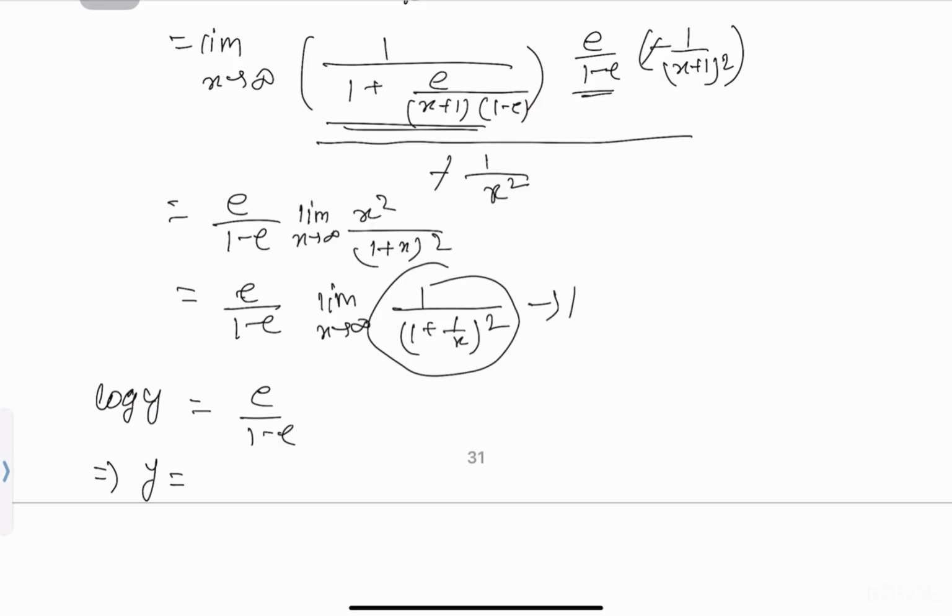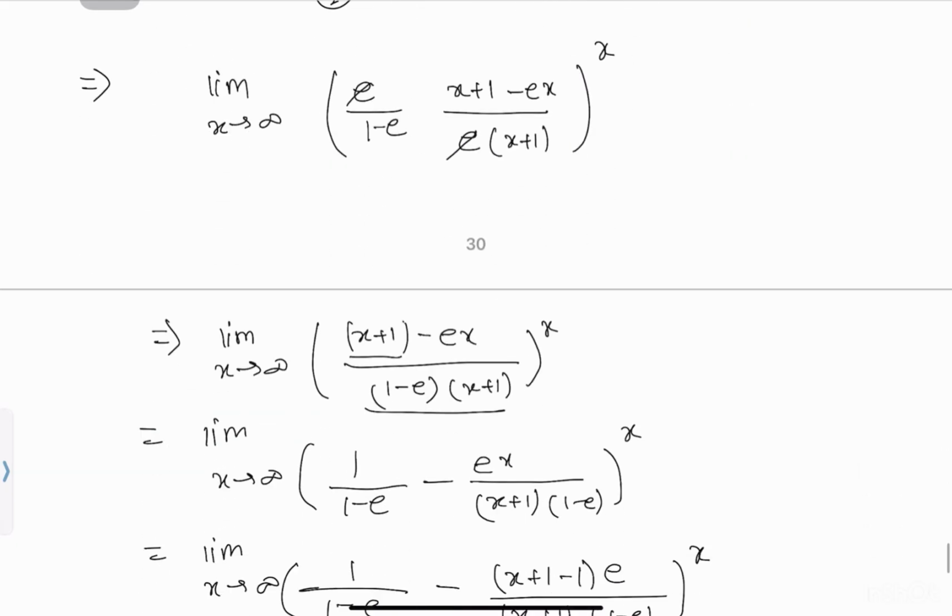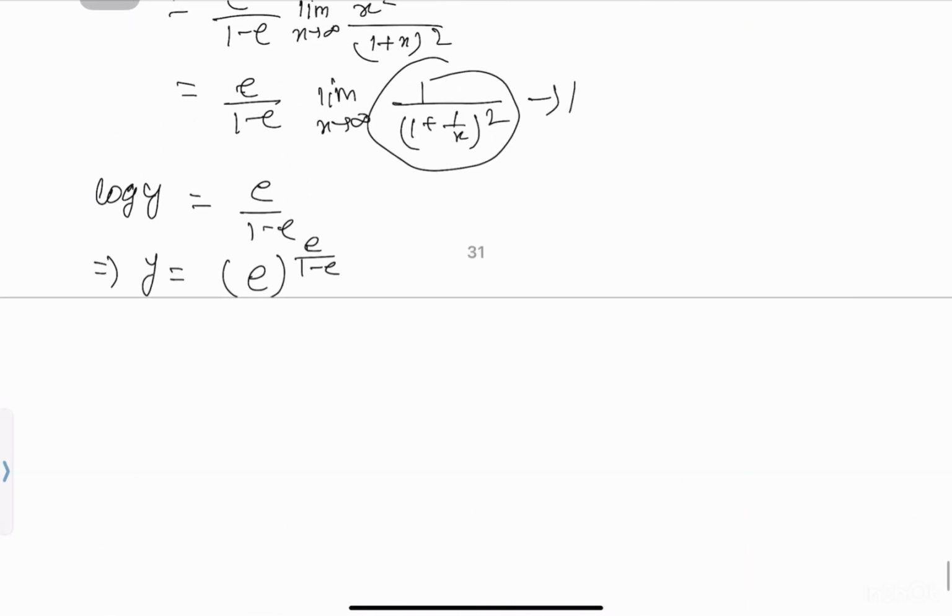So y equal to e to the power of e by 1 minus e. This is our actual required limit. So I have to find the value of log of alpha by 1 plus log alpha, where this is equal to alpha. So I have to find log of alpha, which means log of e to the power of e by 1 minus e.